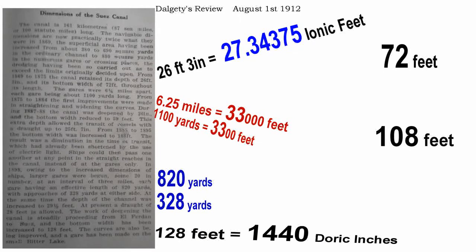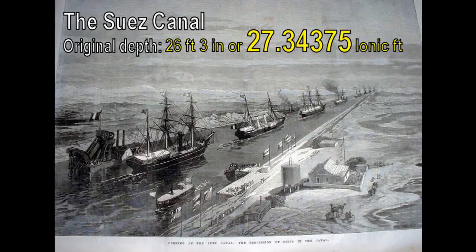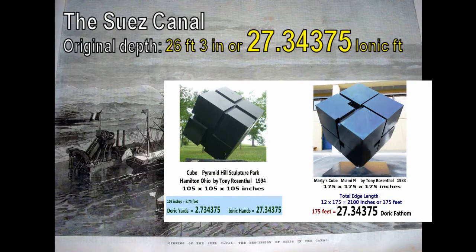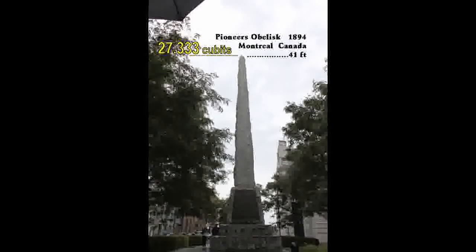Suez Canal, here's an article from 1912, 108, 72, 33, 1440. What was the original depth? 27.34, exact same number as what's in the Georgia Guidestones and in Tony Rosenthal's sculptures and in the ancient weights and measures in temples and coins. Here in Australia, 1,080 inches high. Edmund Blackett, I've gone into some detail, and the same number going on, exactly the same width as the base of the Eiffel Tower.